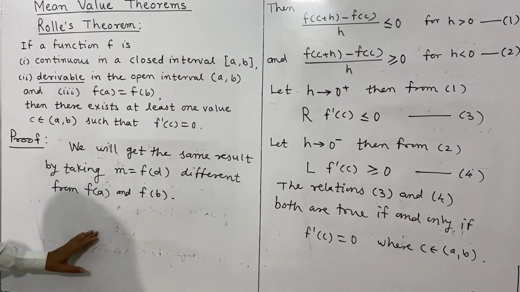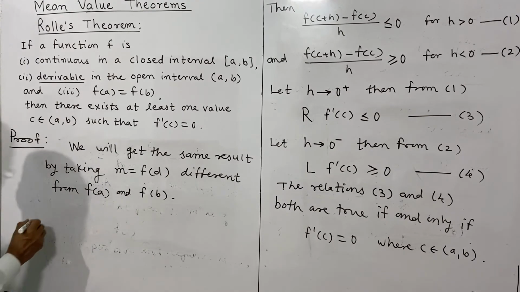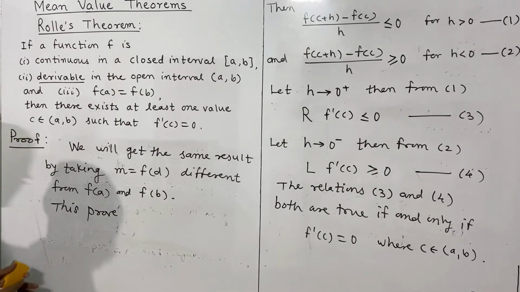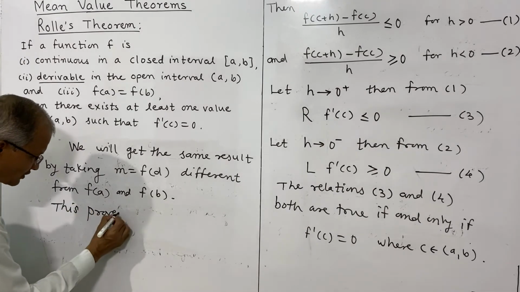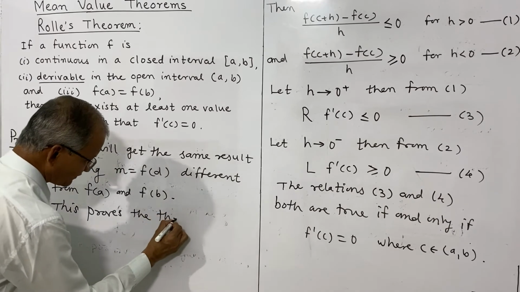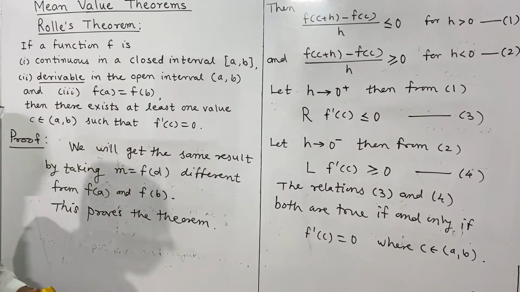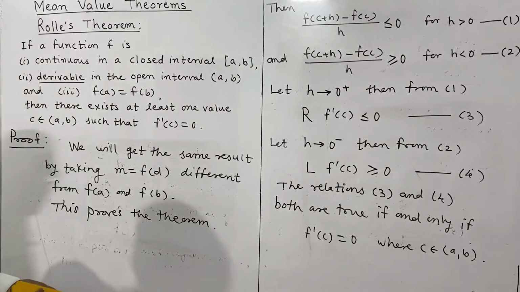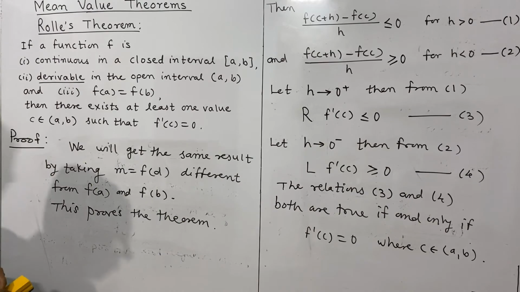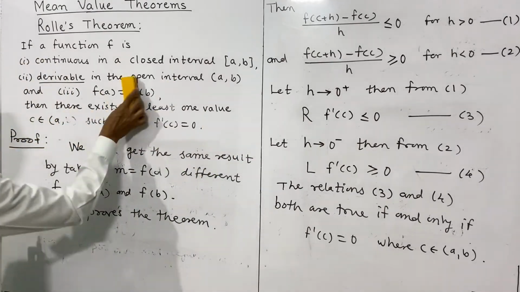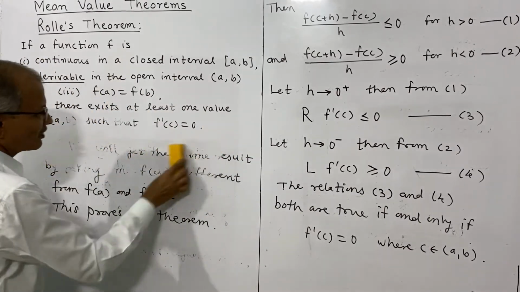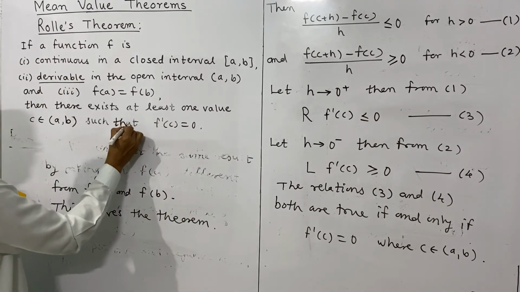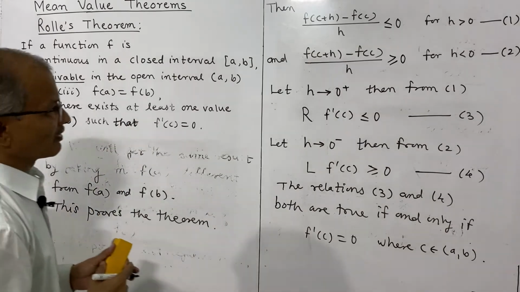and this proves the theorem. So hence the proof. We have proved there exists, this proves the theorem. There exists at least one value c in the open interval AB such that the derivative at that point is equal to 0. So now one more thing we shall consider here is the geometrical interpretation of Rolle's theorem.